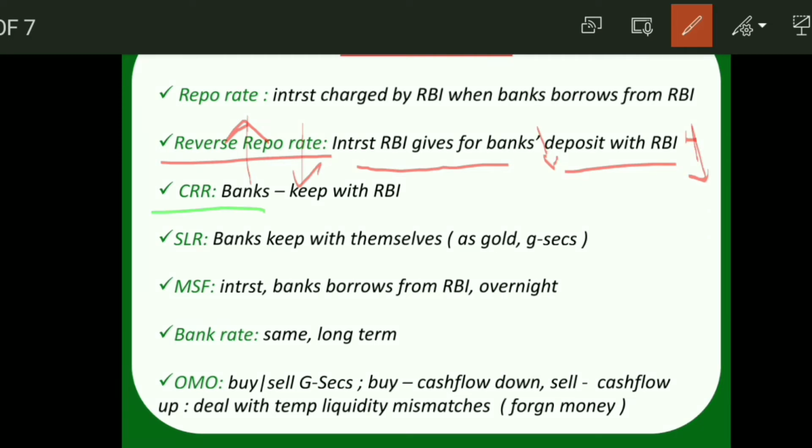Now let us look at what is meant by CRR. It is the cash reserve ratio. It is the ratio of banks' net demand and time liabilities that banks need to keep with RBI, like a deposit. So it is a percentage of NDTL of banks to be kept with RBI. When CRR increases, a higher percentage is to be kept with RBI, so there is less money for the banks to lend. So the overall money supply in the market decreases, thus decreased inflation. Here also an inverse relation can be observed.